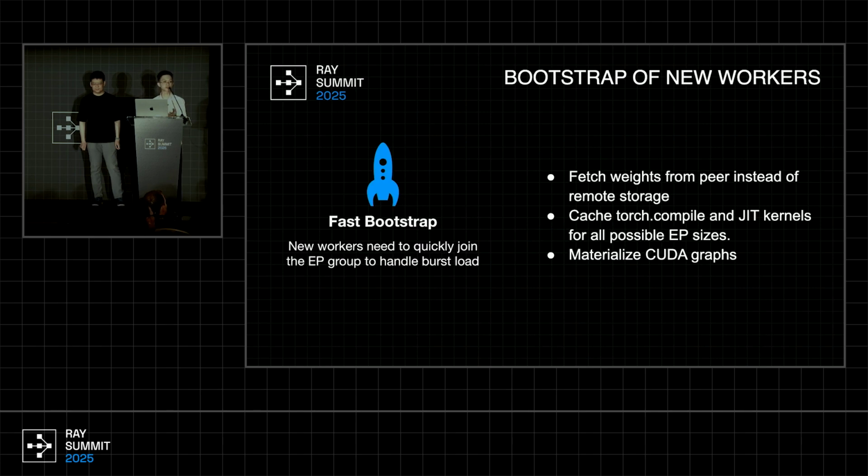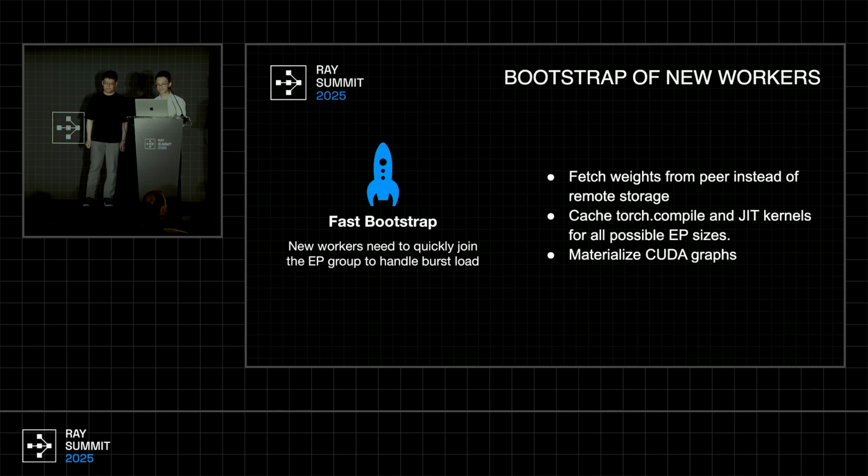And finally, we also need to solve the fast bootstrap of the new workers. This is what we have already done. We basically let it fetch attention weights and expert weights from peer GPUs instead of remote storage. Even if we need to transfer the entire content of the GPU memory over RDMA, the transfer time is still very fast, about 2 to 3 seconds. This is way faster than fetching from remote storage.